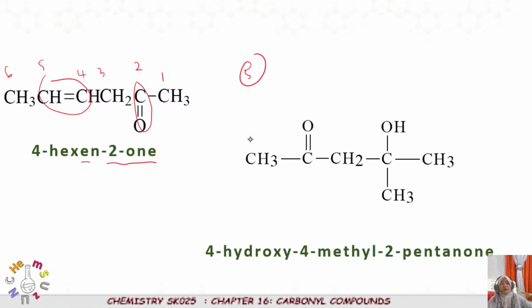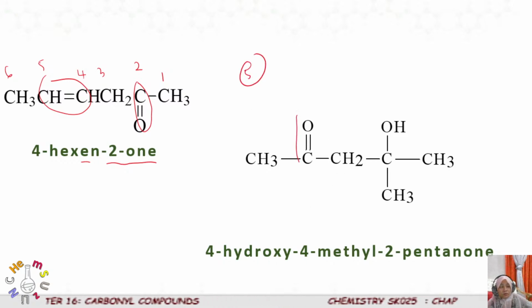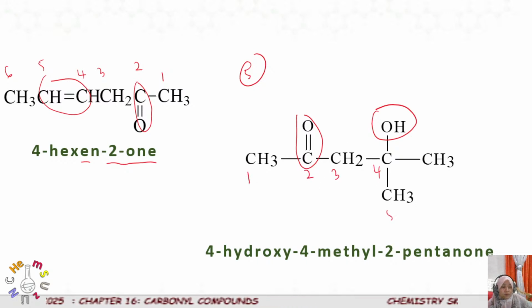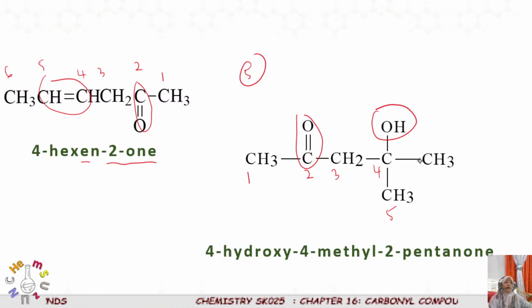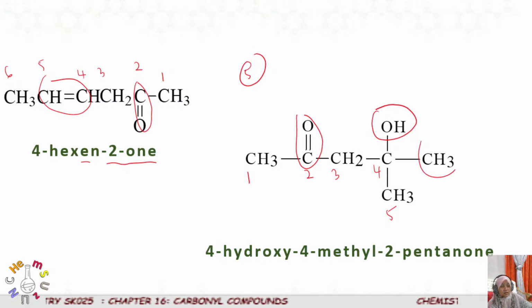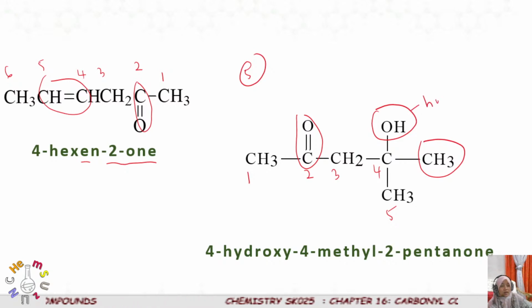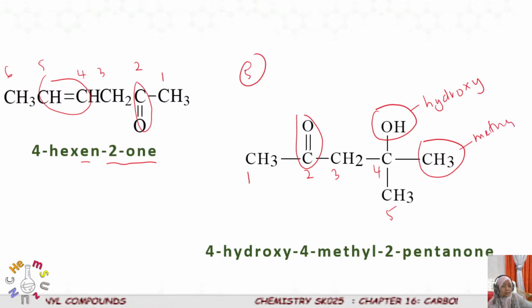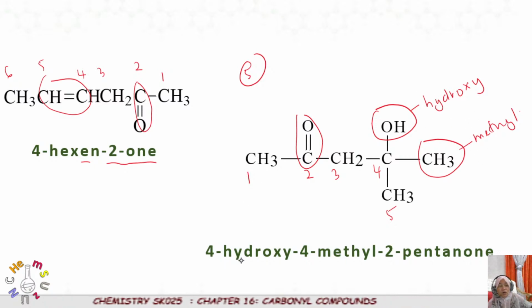Last one for nomenclature, number 5. We have two functional groups, but the priority is given to the carbonyl. So here is carbon 1, 2, 3, 4, and 5. How many substituents? We have OH and methyl. OH is hydroxy, and this is methyl. In alphabetizing, H comes first rather than M. That's why we name it 4-hydroxy-4-methyl-2-pentanone.